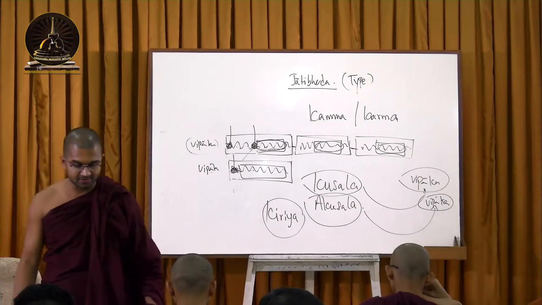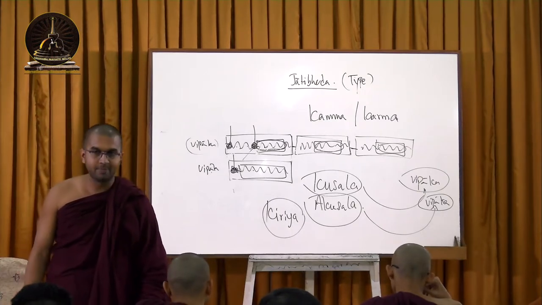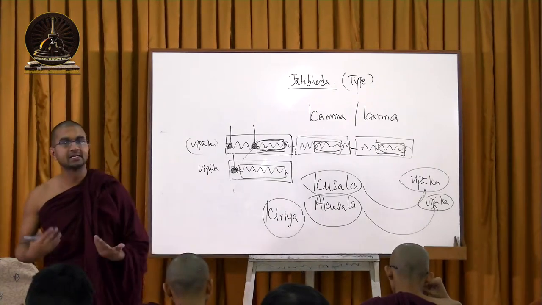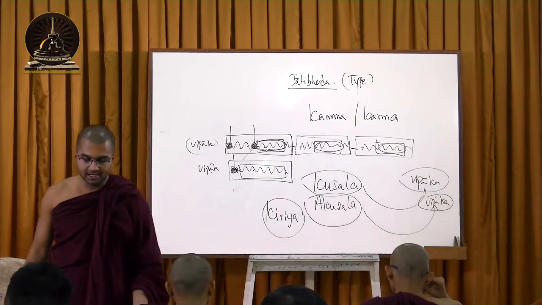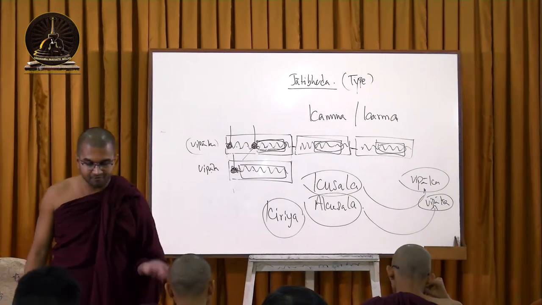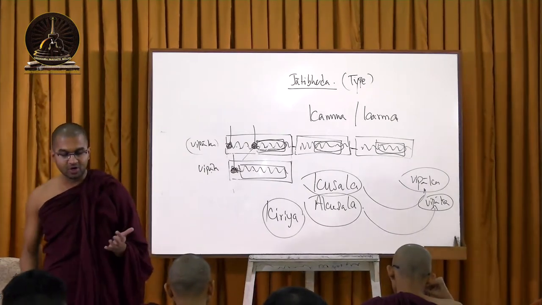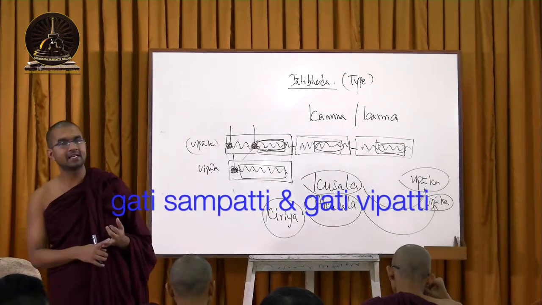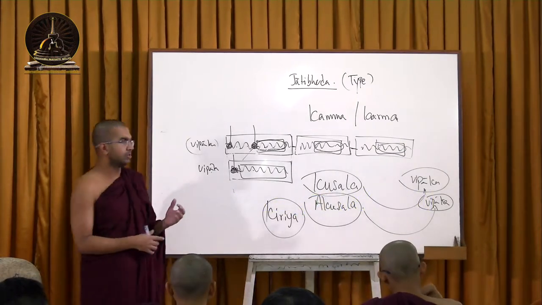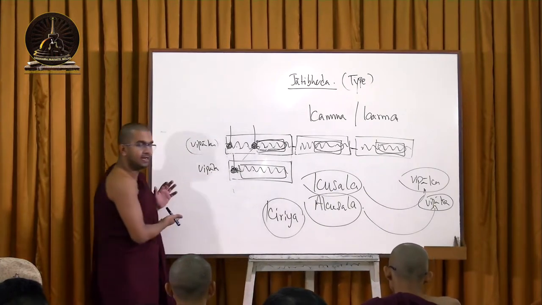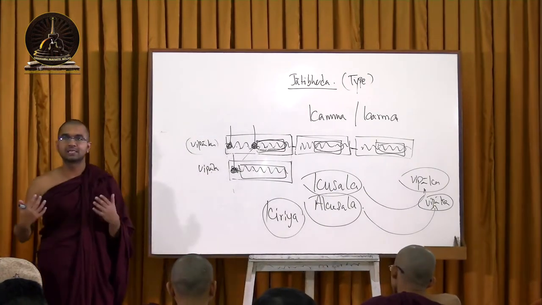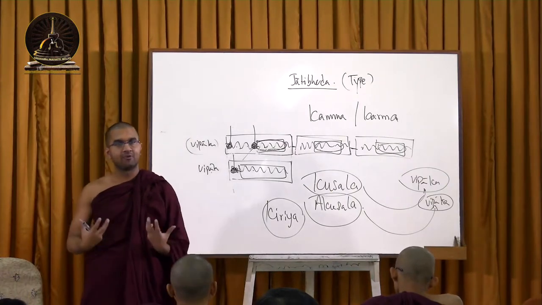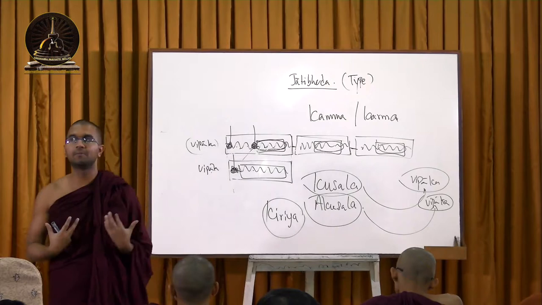Then we come to conditions for the vipaka. So the basic condition for vipaka is past karma, a kusala or akusala act. Because of that, the vipaka chitta arises. Then we have four types of conditions. We call them gati sampatti and gati vipatti. Gati sampatti and gati vipatti means, according to the Buddhist teachings, a being has done an abundance of karmas throughout samsara in past lives. So we are with these forces of karmas.